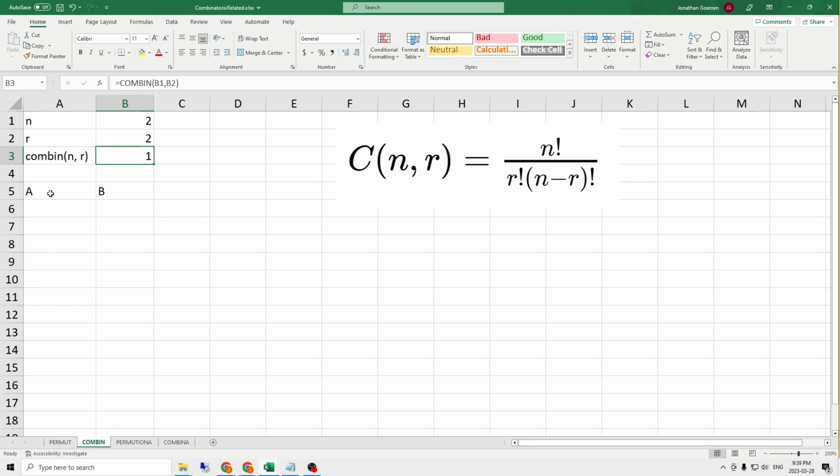If we have two items A and B, or if we're thinking about cards, an ace and a king, it doesn't matter if I draw an ace and a king or a king and then an ace. Either way, I have the same cards.